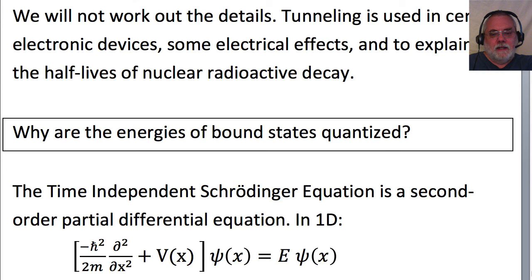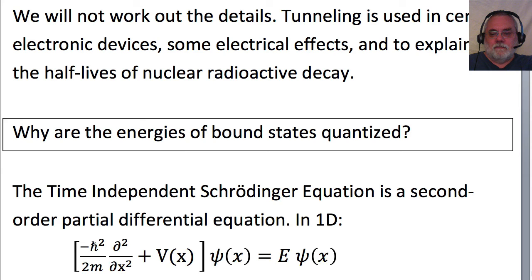The time-independent Schrödinger equation is a second-order partial differential equation. In one dimension, it's this equation: minus h bar squared over 2m, second derivative with respect to x, plus potential energy operating on the wave function psi equals energy times psi.